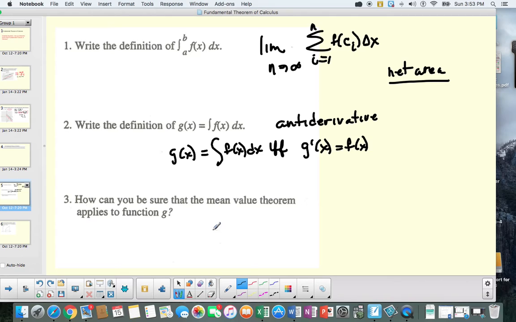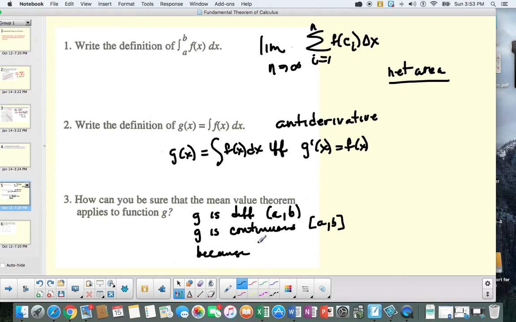Now, how can you be sure that the mean value theorem applies to the function g? Well, here are the requirements. G has to be differentiable on the interval from a to b. G is continuous on the closed interval from a to b. And because we have differentiability, that implies continuity.